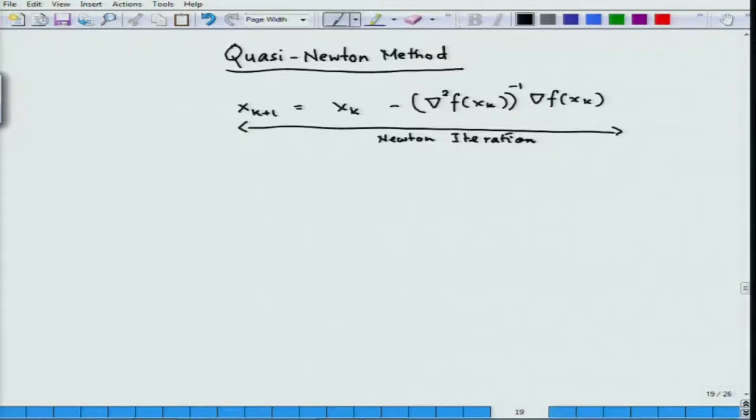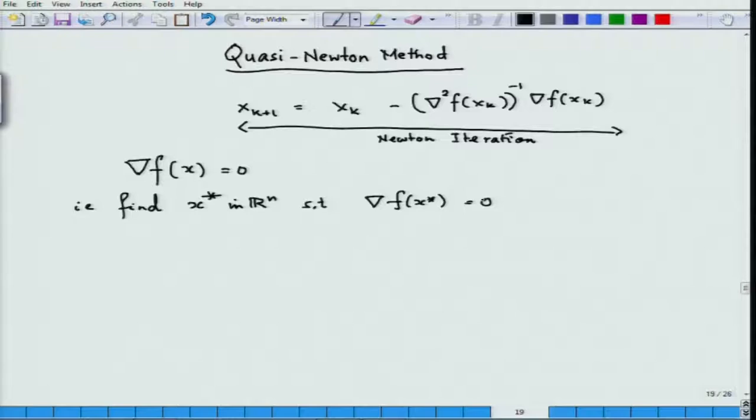Now, I can look at it from a very different point of view. What I essentially want, while solving an unconstrained optimization problem, is to solve this equation: find some x star in Rn such that the gradient of f at x star is equal to 0. A more general problem can be: take a function from Rn to Rn, and find x bar such that f of x bar maps to the 0 vector.